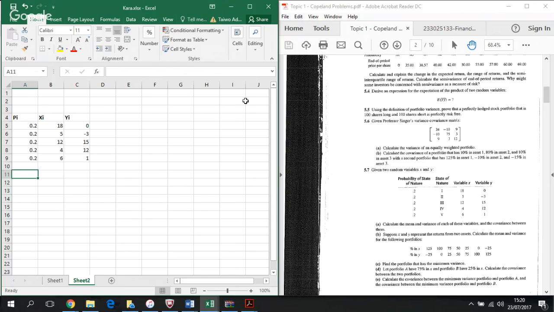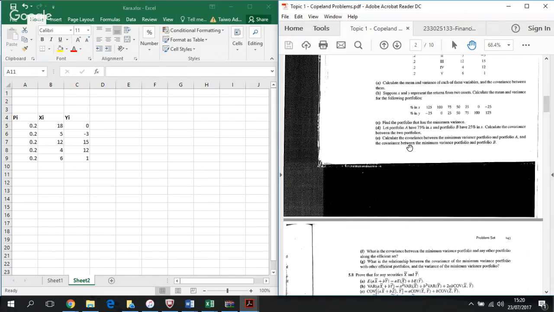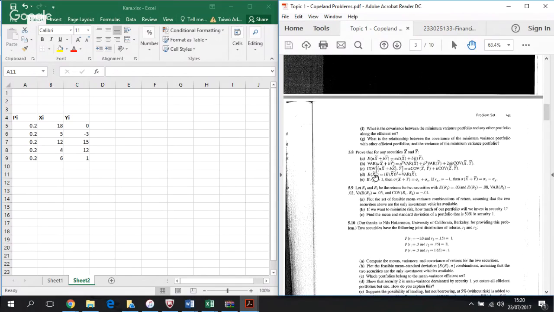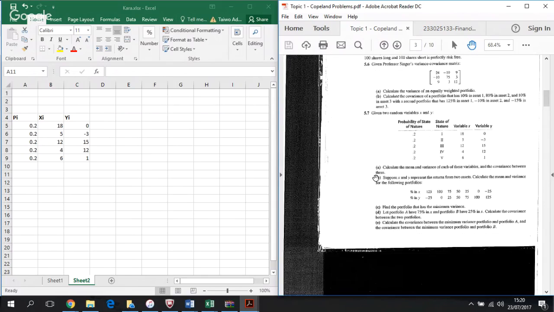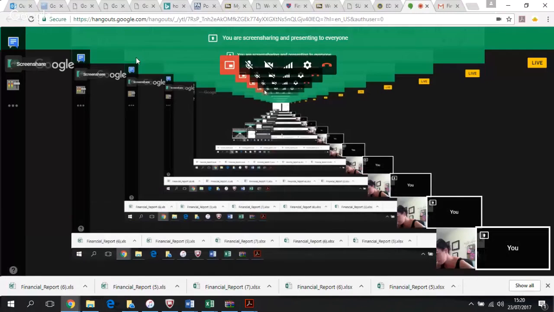Can you see my Excel? Yep. So just in the interest of time, maybe I'll have you, well, let me just see. Want me to fix this assignment and explain them? Okay. Are you there?